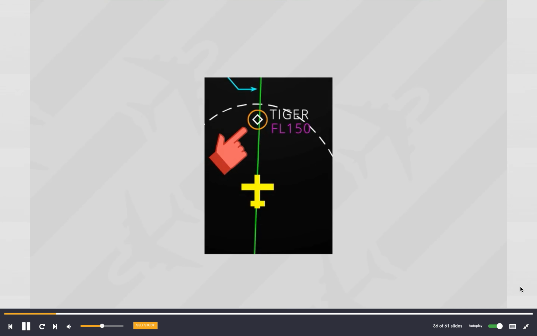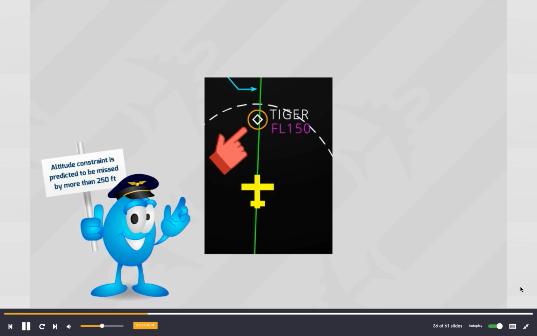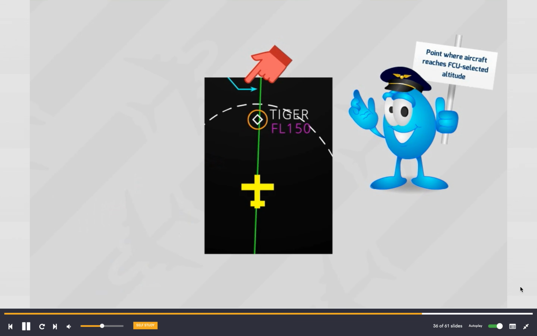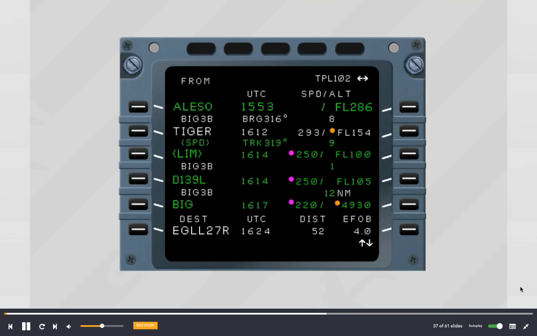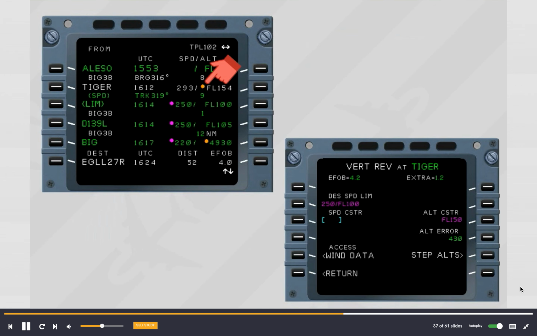An amber circle is displayed around the waypoint if the altitude constraint is predicted to be missed by more than 250 feet. The blue level off arrow shows where the aircraft reaches the FCU selected altitude. On the MCDU, the magenta star with the predicted altitude changes color to amber. The vertical revision page shows altitude error at the waypoint.